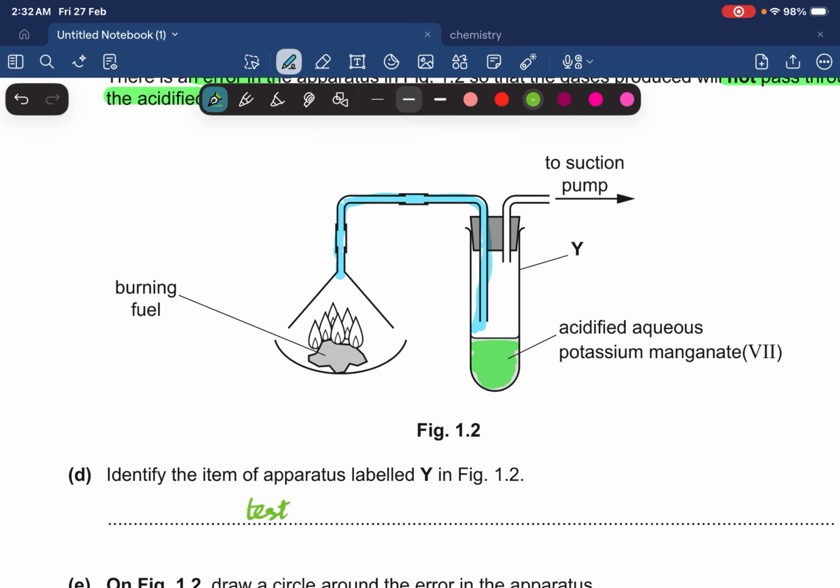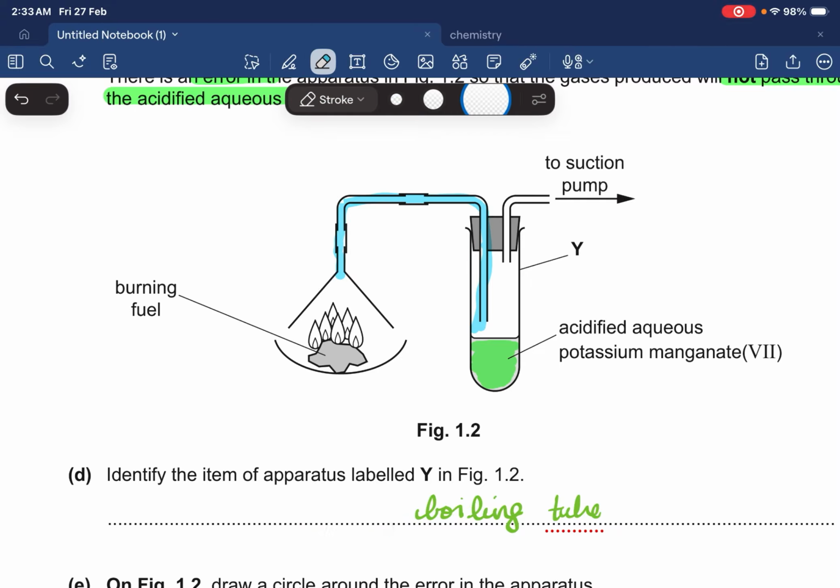Test tube. That's also called a boiling tube. A test tube is a little thinner than this. This thicker one is called a boiling tube. Okay, you should know: a test tube is a little thinner, a boiling tube is a little bigger in size. So test tube, you should erase.